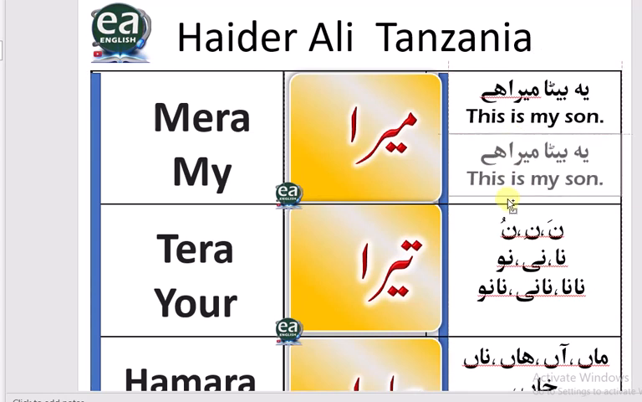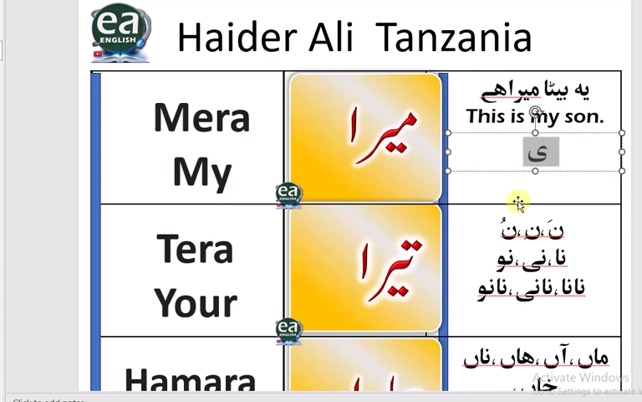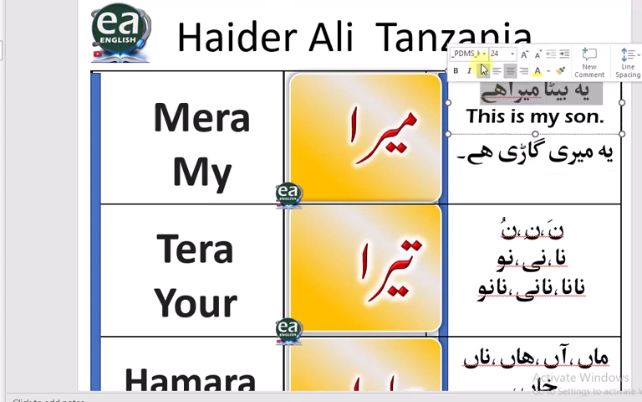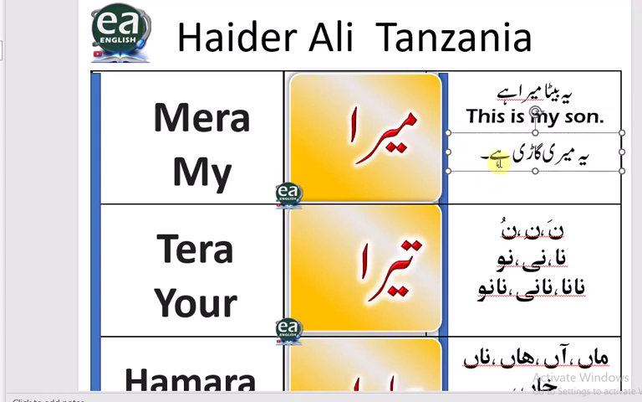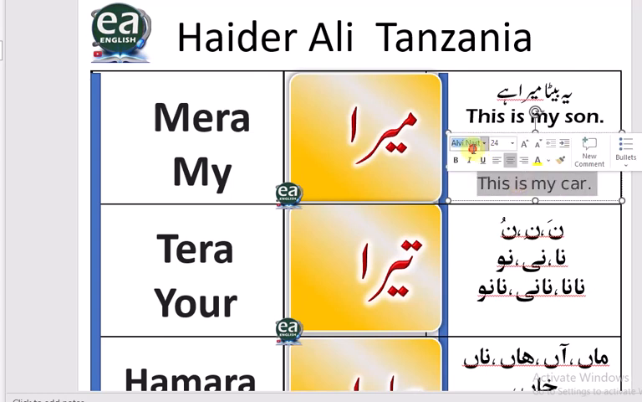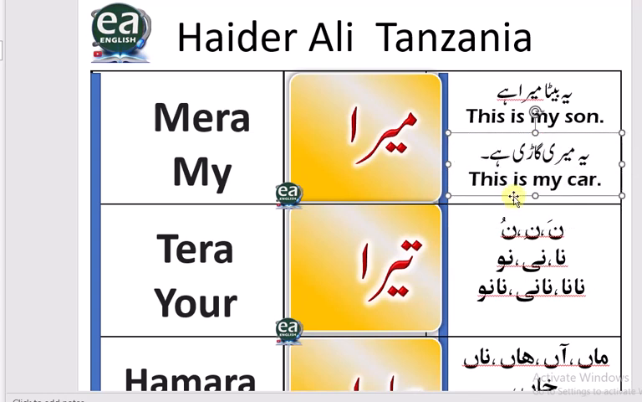Should we have another example for that? Okay. Ye meri gaadi hai. So, what is an English word for gaadi? An English word for car. For gaadi. Vehicle. Is car, right? Yes. This is my car. Ye gaadi meri hai.